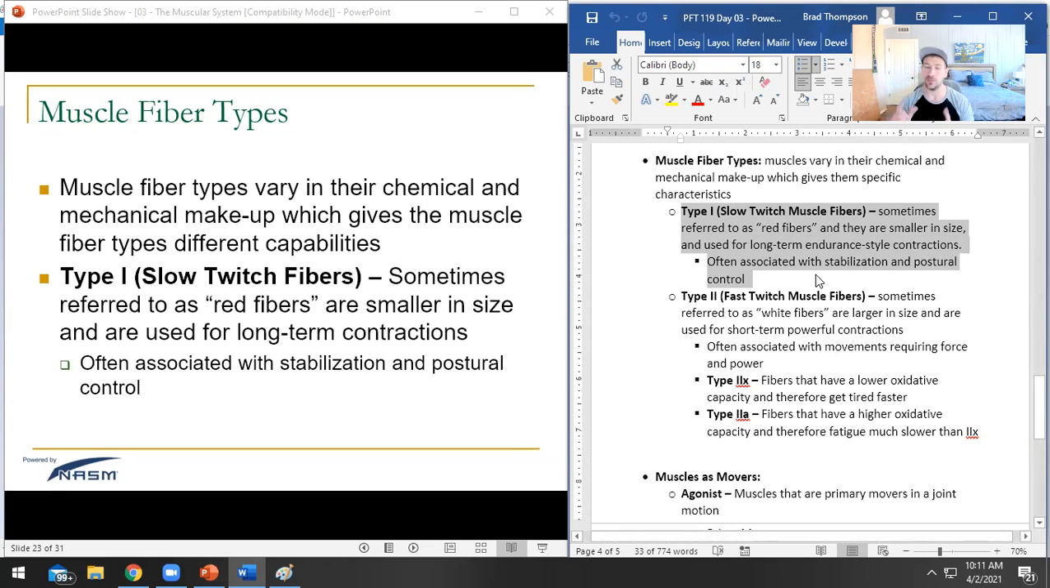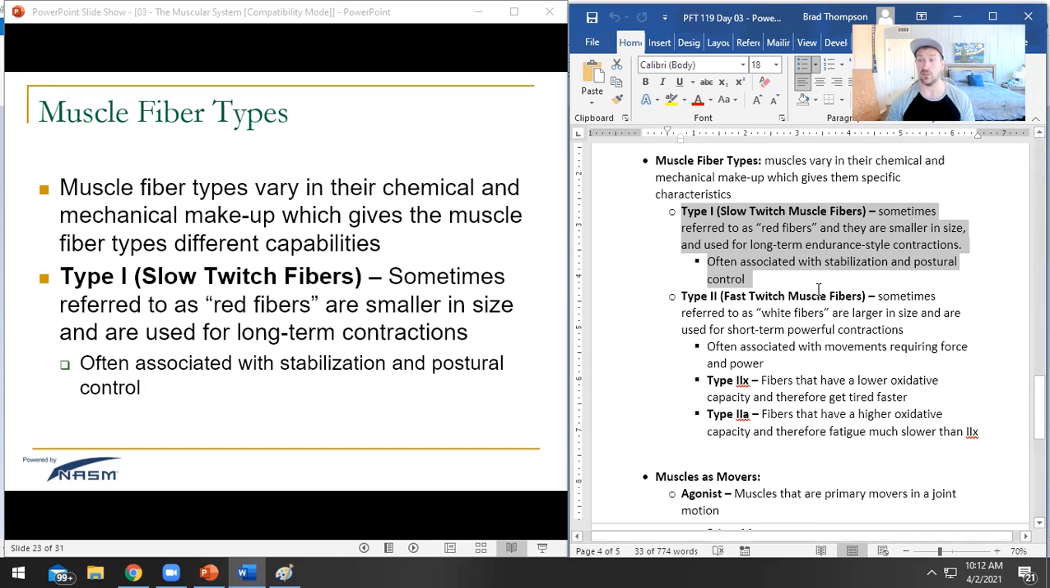They are usually a little bit smaller in size. They don't have as many myofibrils. They don't have as many myofilaments. So they're much smaller, but they do have lots of mitochondria. And that allows them to produce lots and lots of energy. So because they're producing energy so quickly, they can keep working for a really long time.